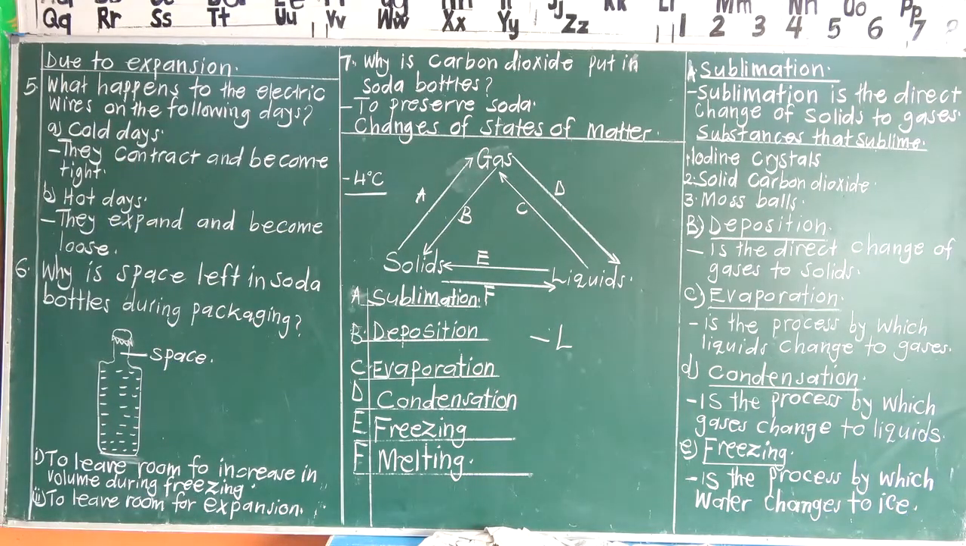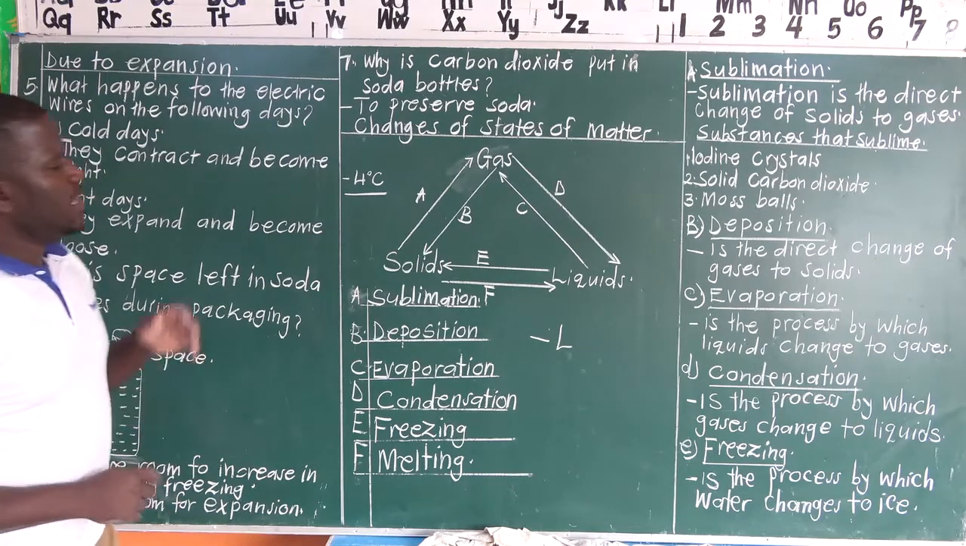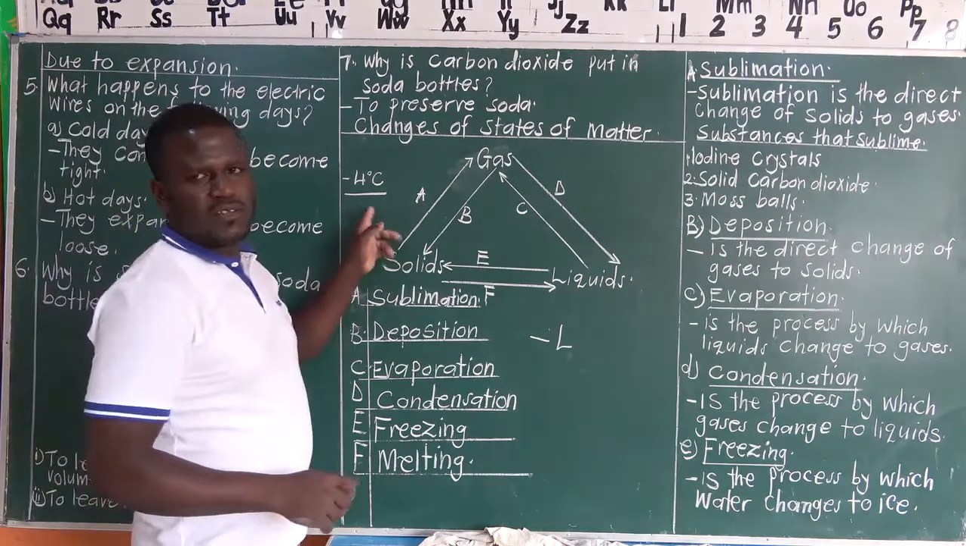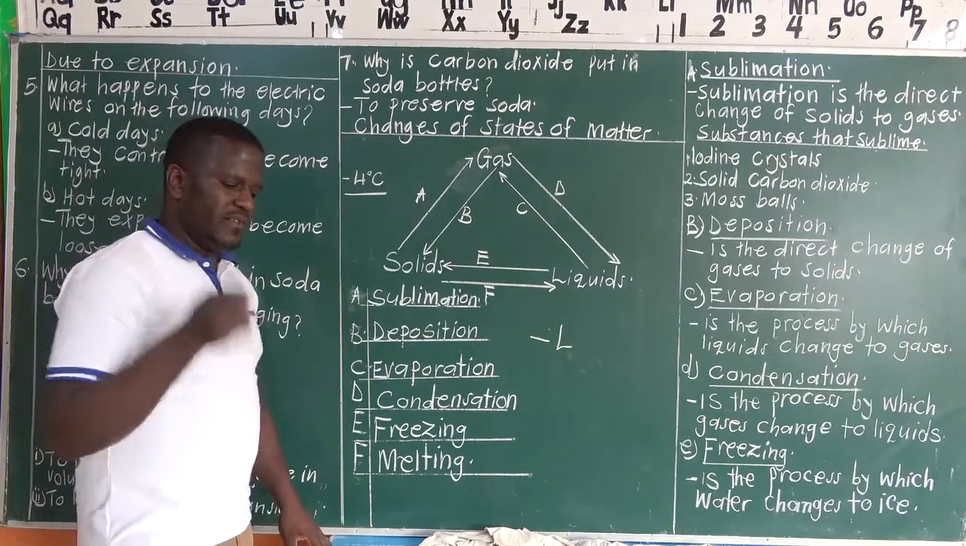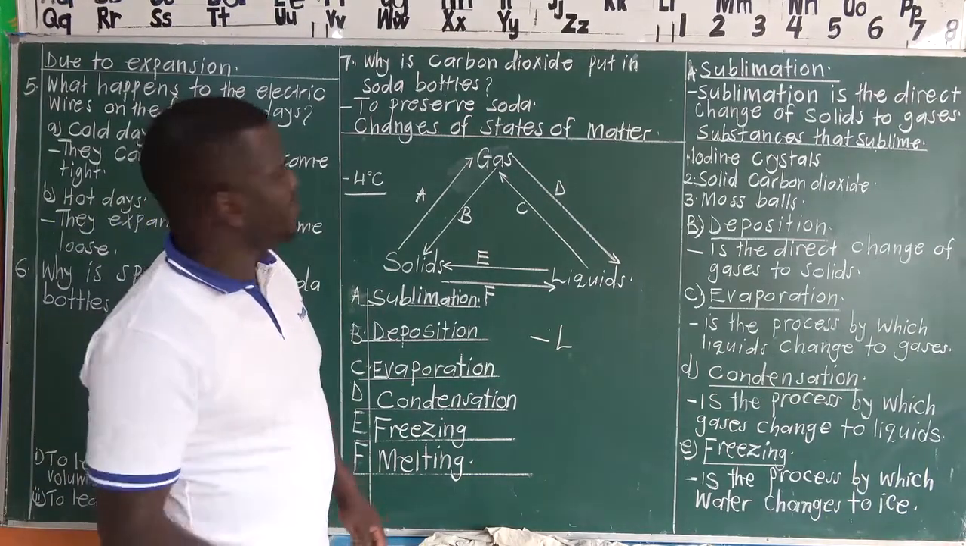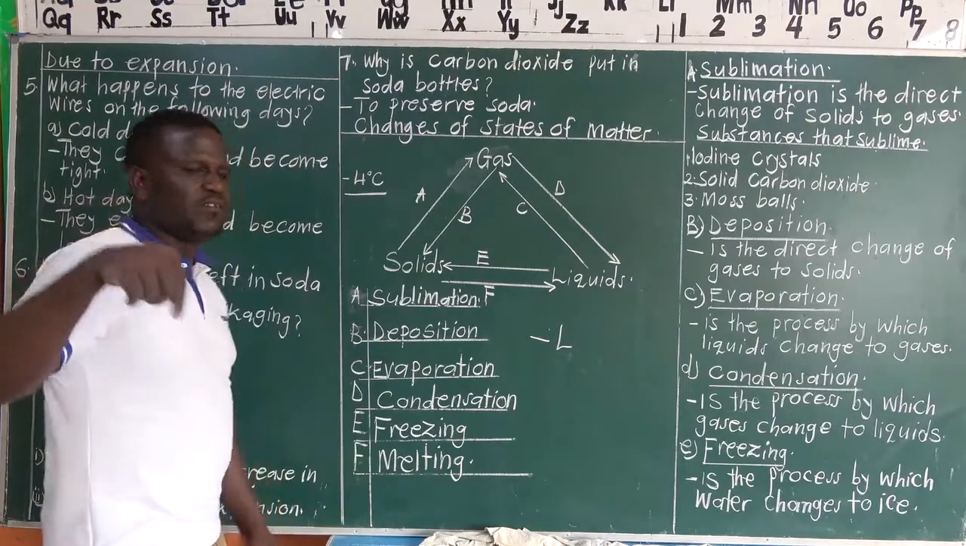They don't fill them up to the brim, to leave room for increasing volume during freezing, then to leave room for expansion. I've told you that when liquids go below 4 degrees Celsius, they expand. And when they expand, it means they need more space. So that space must be left.